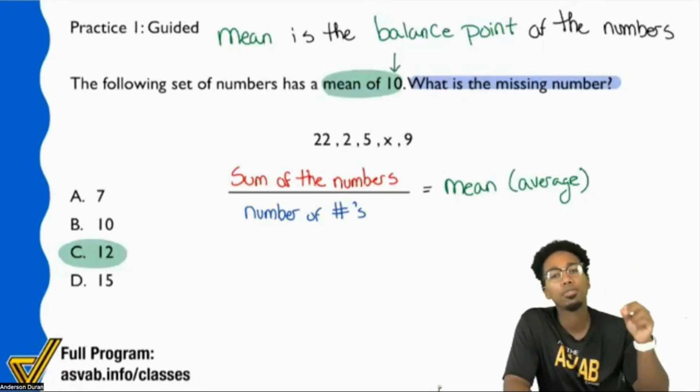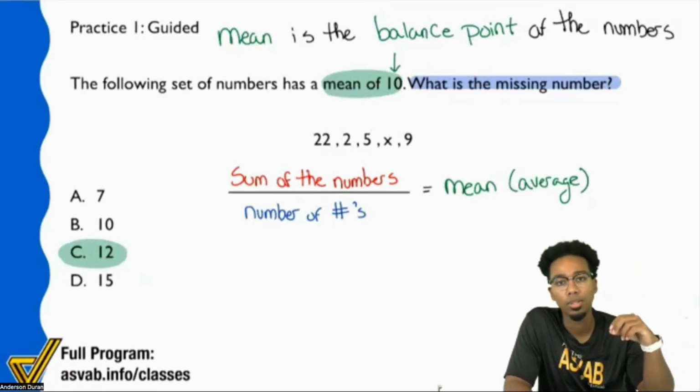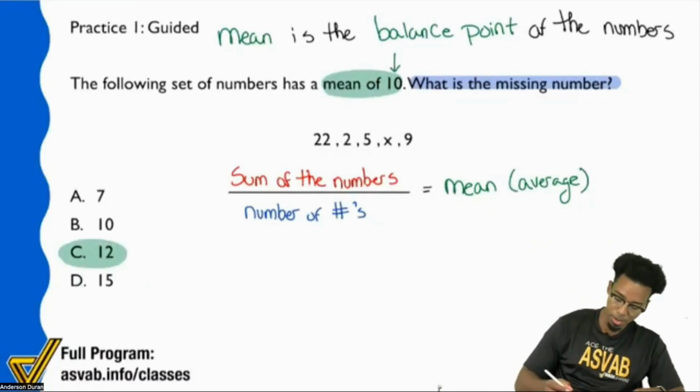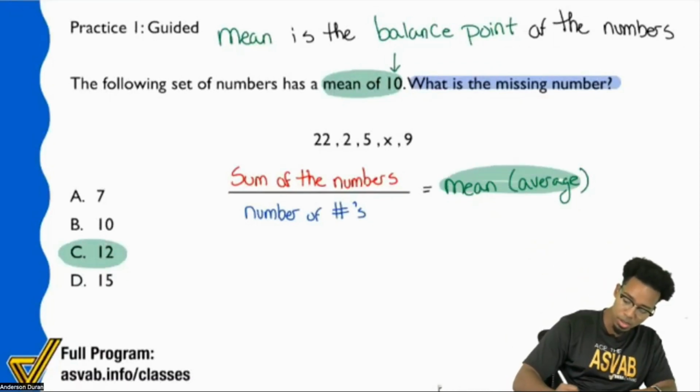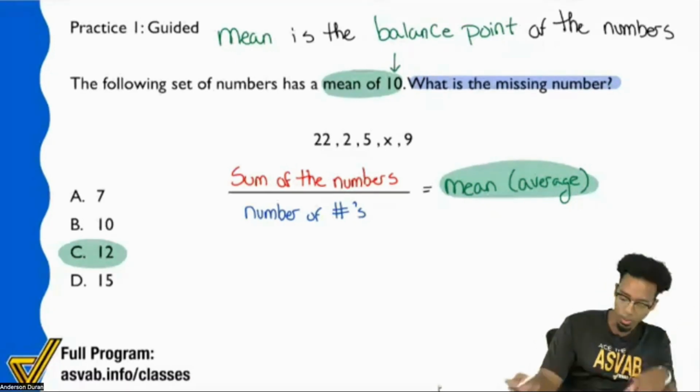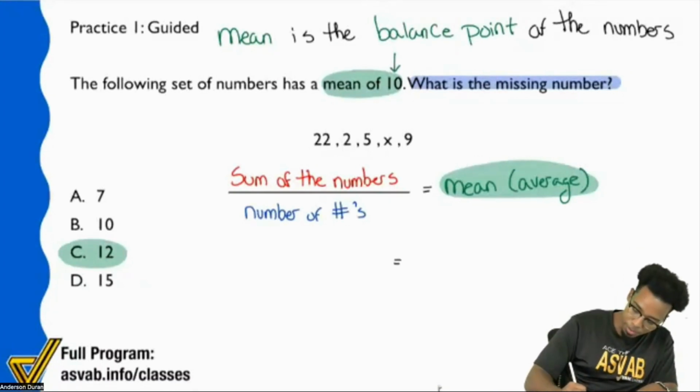Here's what we're going to do. I'm going to fill in what I know. What do I know here? Well, I know the mean. Everybody, what is the mean that we're given again? In this problem, what are we given as the mean? The mean is 10, right? Okay, cool. The mean is 10. So let me just write that out right there.